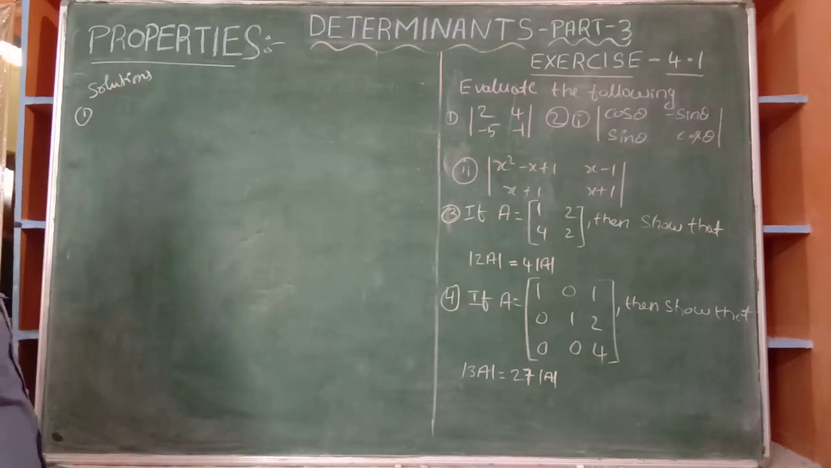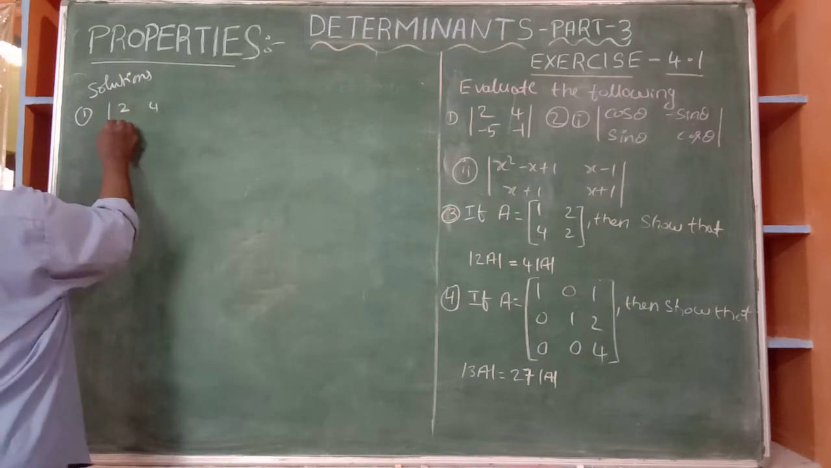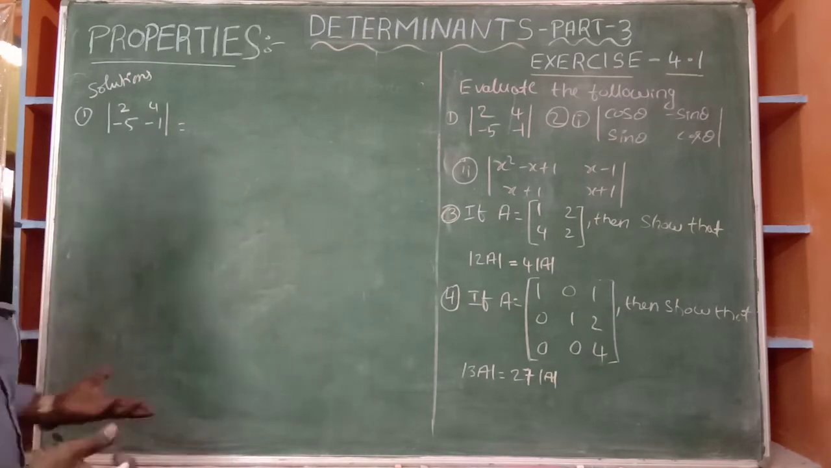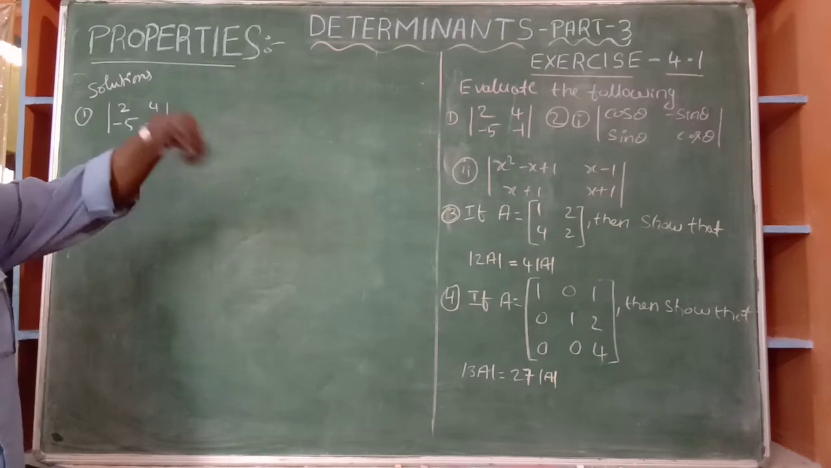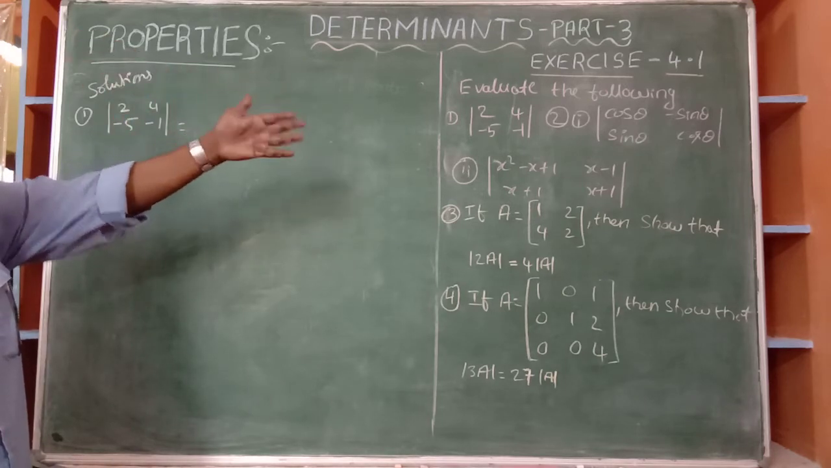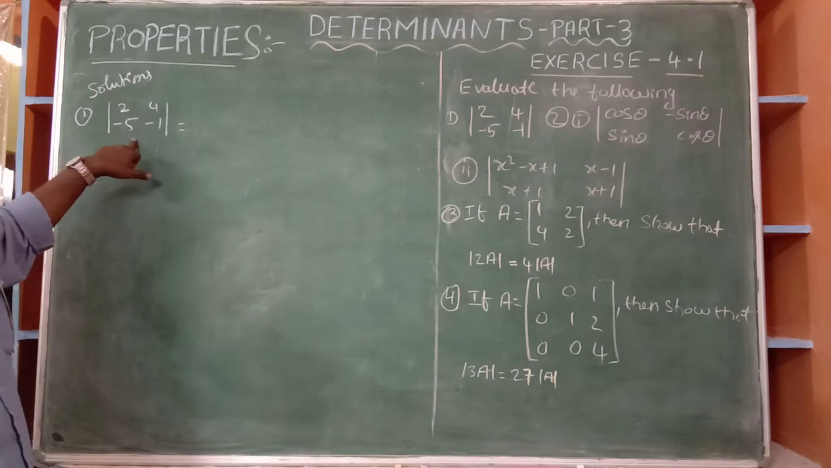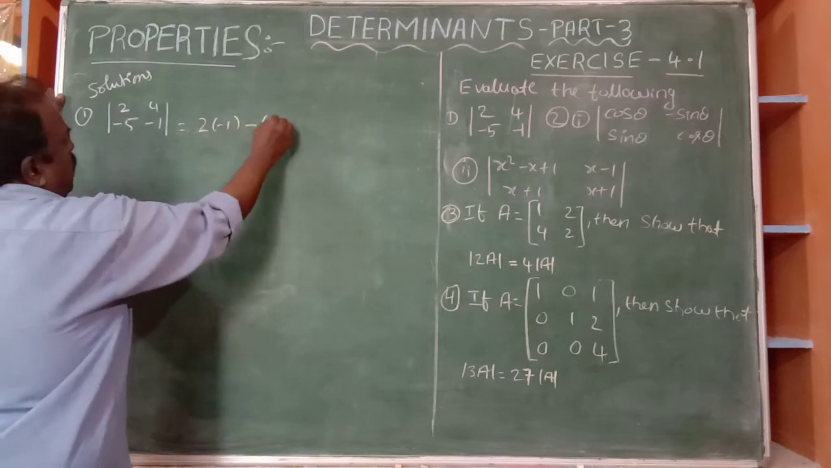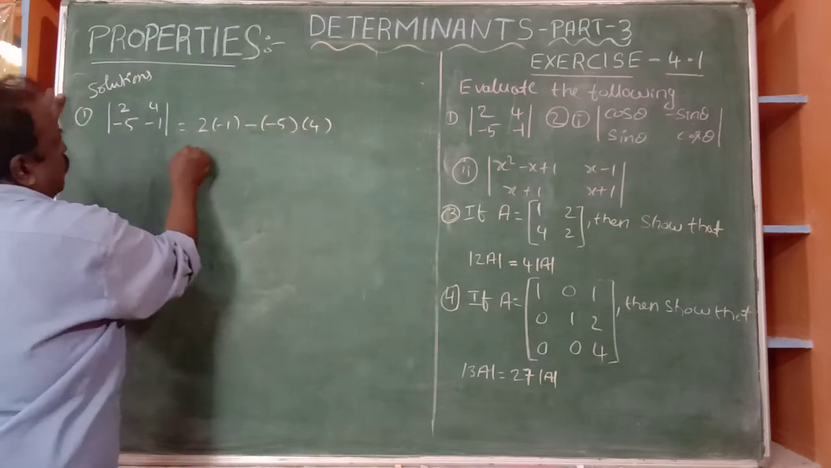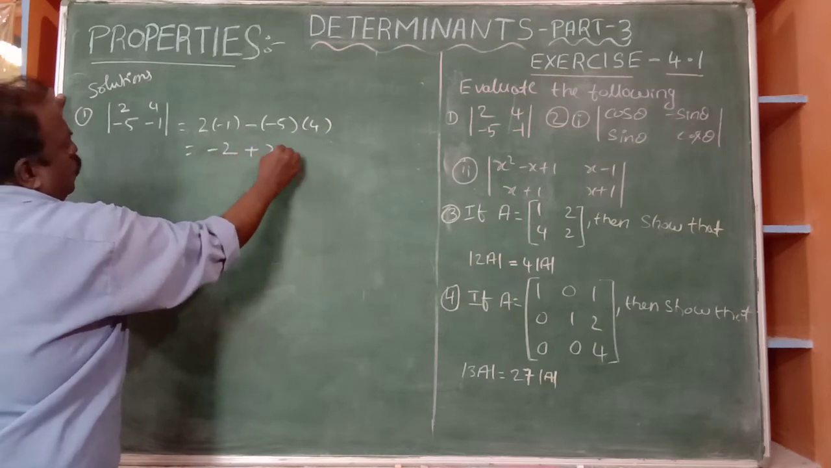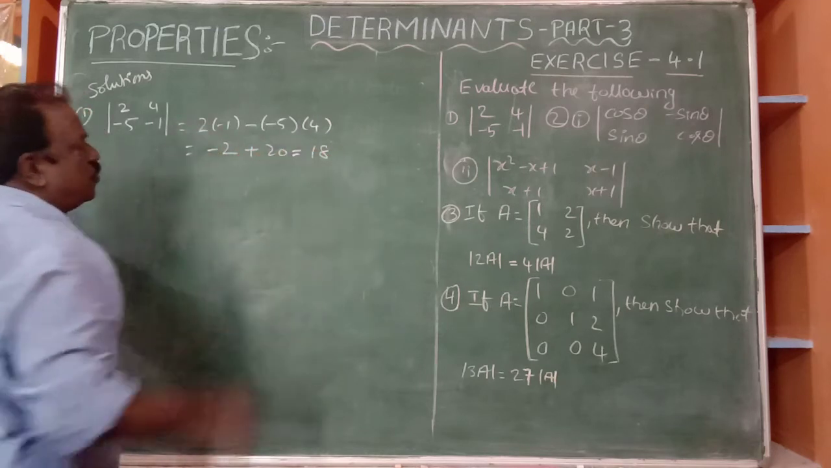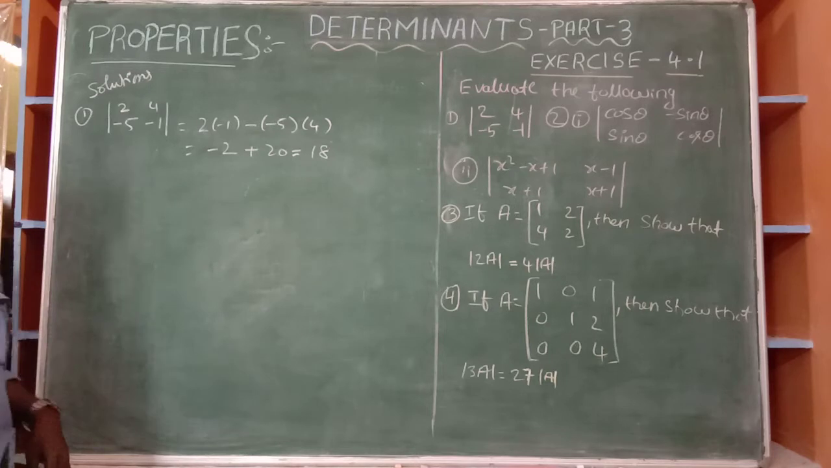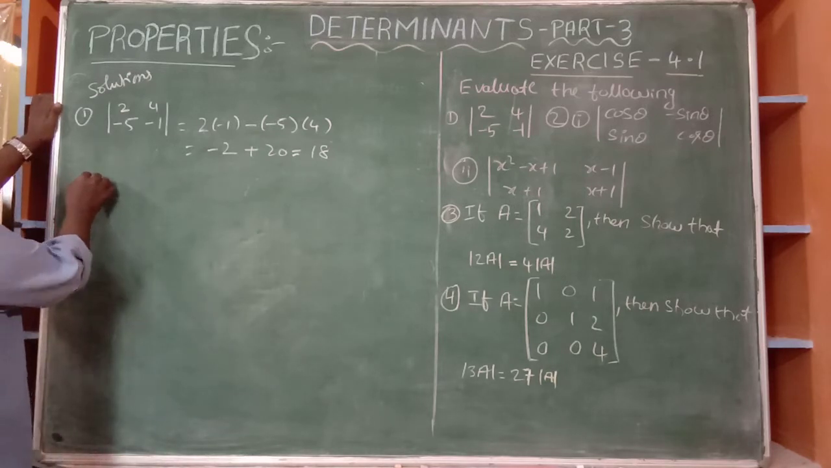Number 1. It is the determinant of [[2, 4], [-5, -1]]. Directly given. Evaluate the following. Directly it is a notation, determinant. This is a determinant, not a matrix. By definition it is 2 into minus 1 minus 5 into 4. That is minus 2 plus 20, that is 18. It is minus 2 minus, minus 5 times 4 is plus 20. 20 minus 2 is 18.